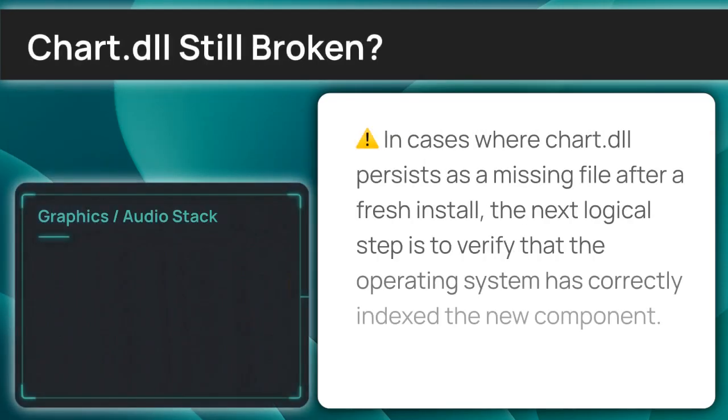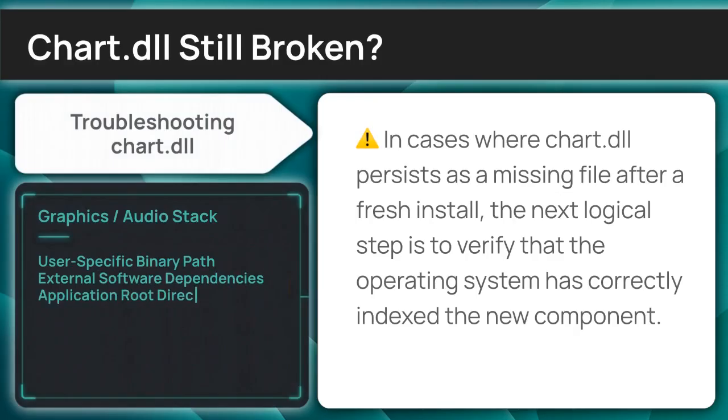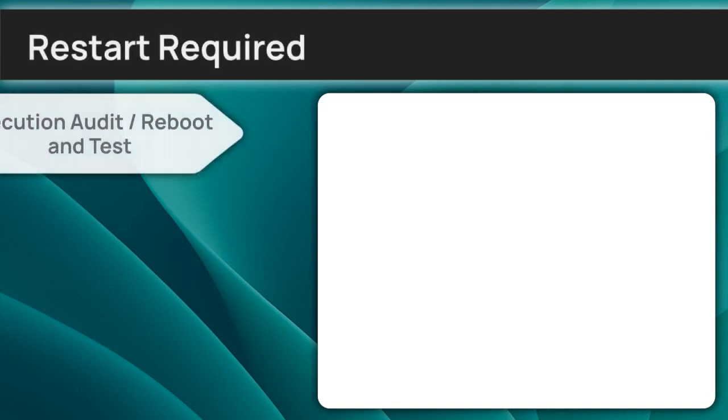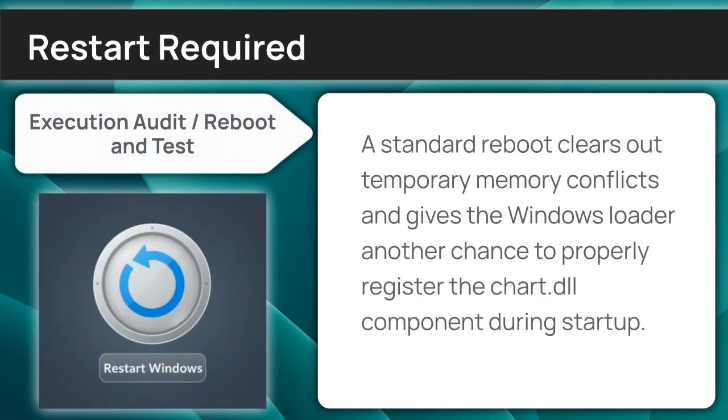When the primary installation path fails, a more surgical approach to checking your system's environmental variables is required. A full system restart clears the temporary memory cache and allows Windows to attempt a fresh initialization of all required libraries, including Chart Library.